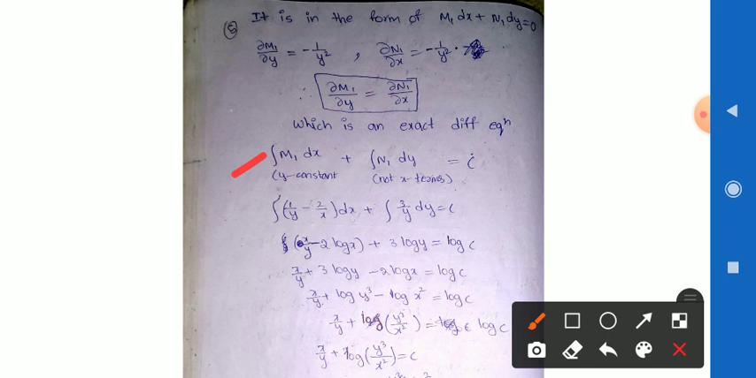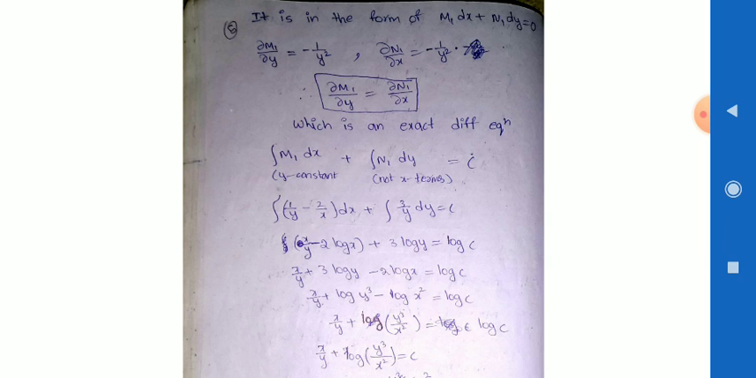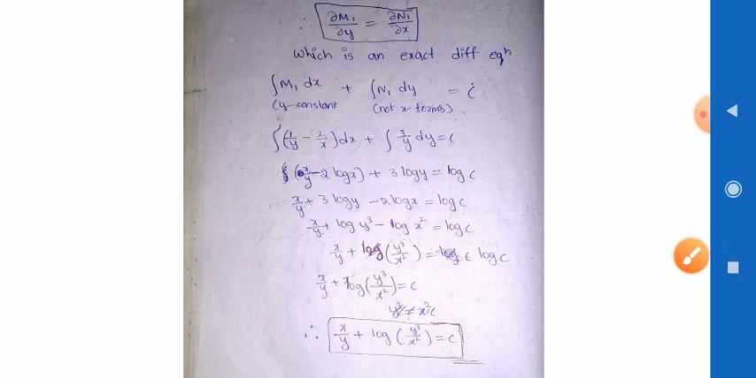By simplification we get x by y plus 3 log y minus 2 log x is equal to log c. Then again simplifying we get x by y plus log of y cube by x square is equal to c. Therefore x by y plus log of y cube by x square is equal to c, which is the general solution for the given problem.